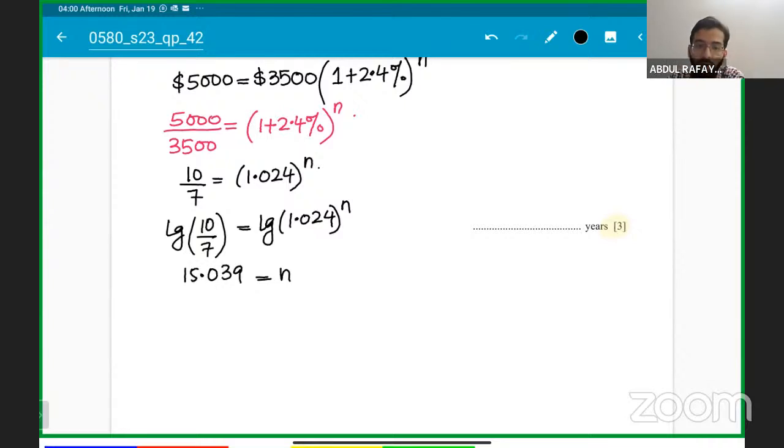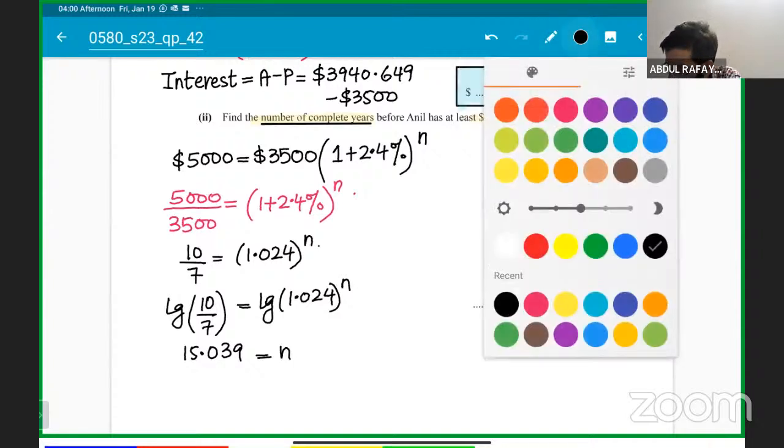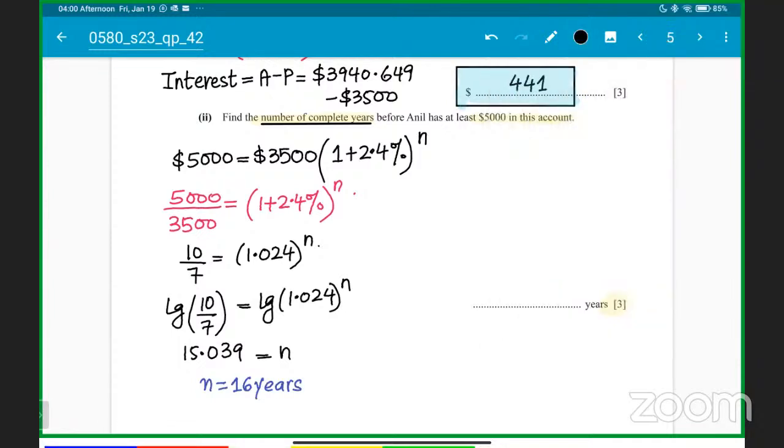So I'm getting n as 15.039. Because it is more than 15 years, and they're asking for the number of complete years, we will go 1 year above. So n will be 16. Okay, students? Is everyone following clearly? Yes, sir.